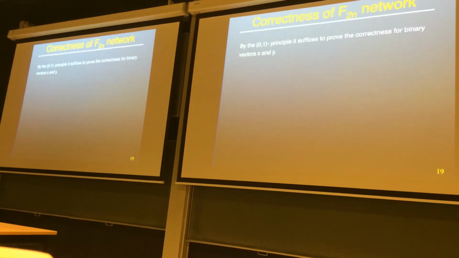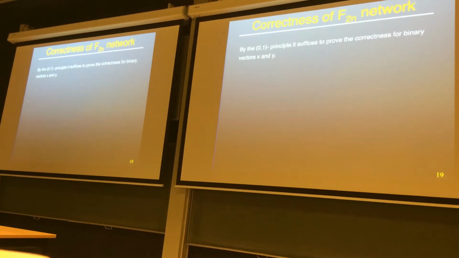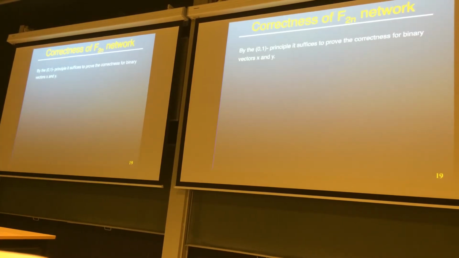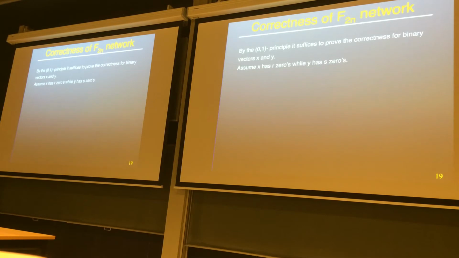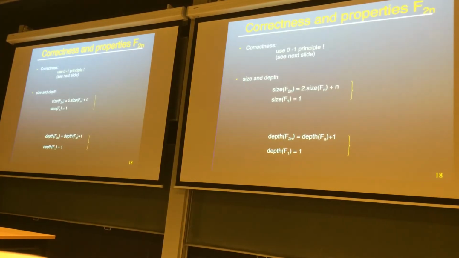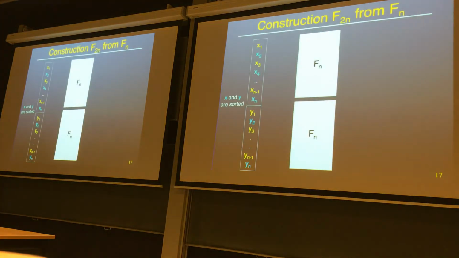Let's continue. So what we would like to prove is the correctness of this merging network, and what we would like to do is apply the 0, 1 property. And as I mentioned before, let's just go to the picture of these two networks.